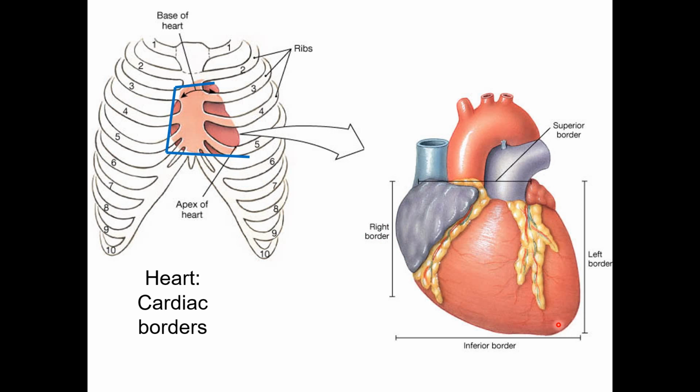The cardiac apex is always formed by the left ventricle. The cardiac apex is located in the left fifth intercostal space just medial to the mid-clavicular line. If the clavicular mid-clavicular line passes here, just medial to it is the cardiac apex, or I can say 9 centimeters from the sternum.